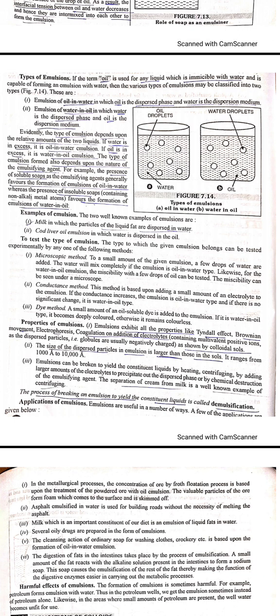Now, our last topic about emulsions is harmful effects of emulsions, and it is our last topic of the chapter colloidal states. The formation of emulsions is sometimes harmful. For example, petroleum forms emulsion with water. Thus, in the petroleum wells, we sometimes get the emulsion instead of petroleum alone. Likewise, in the areas where small amounts of petroleum are present, the well water becomes unfit for use.